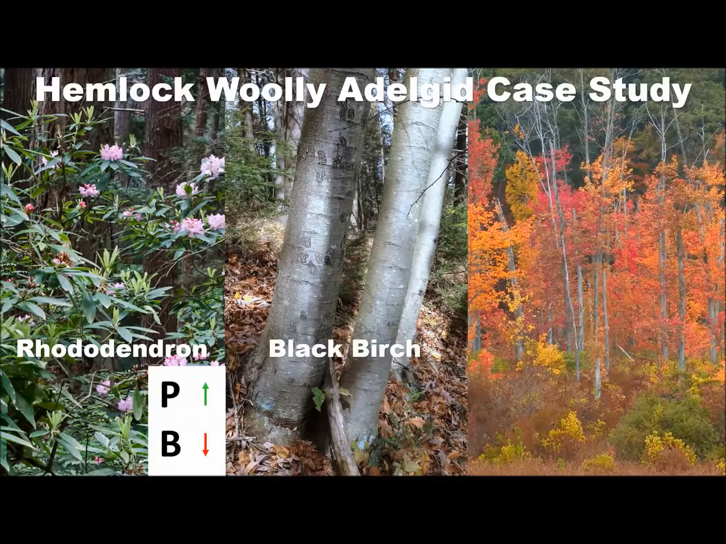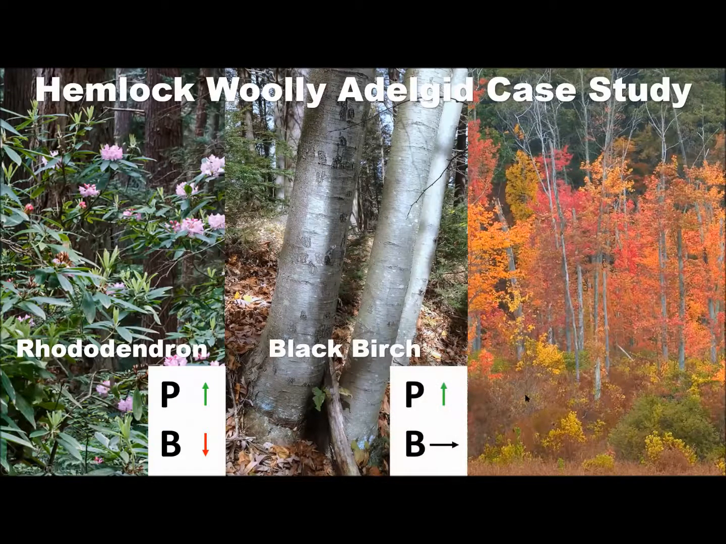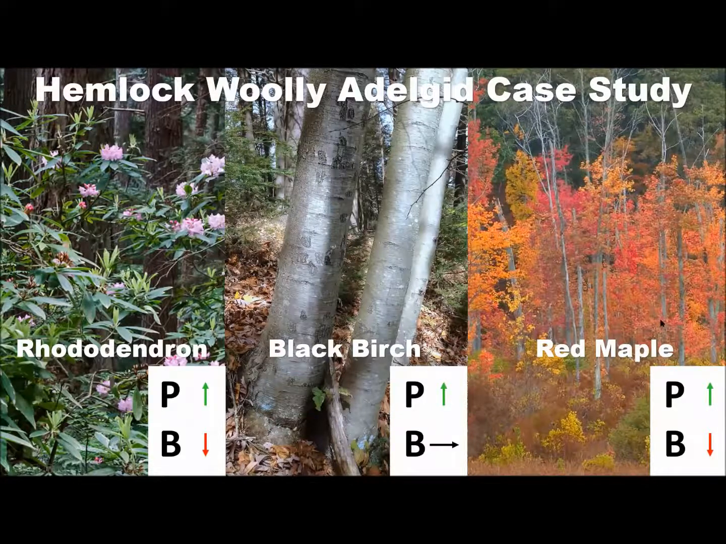What about black birch? Black birch will probably also have higher productivity, and probably have about the same level of biomass, maybe a little bit less. It's not able to grow as big as hemlock, but pretty close. So there are gives and takes here based on the species that recolonize. What about red maple? This is the one that is most referenced as replacing hemlock in the east. This one, productivity would most likely go up as well, but have you ever seen a red maple that grows as big as hemlock? I haven't. So biomass will likely go down longer term.